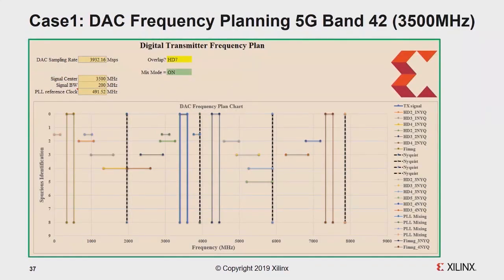So then we talk about the DAC. The DAC is similar: 3.9 gig sampling, a 3.5 gig signal, and we can see our signal in the second Nyquist zone.